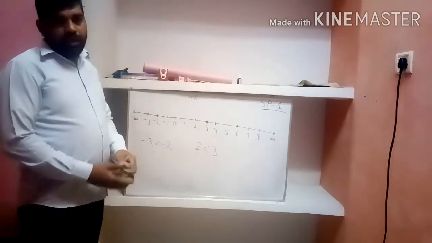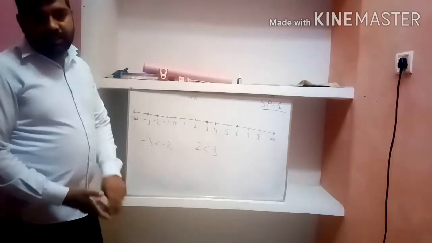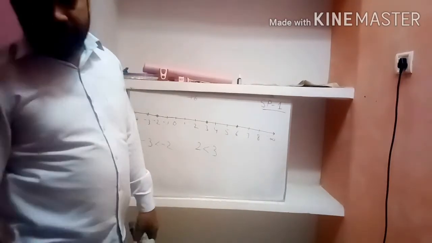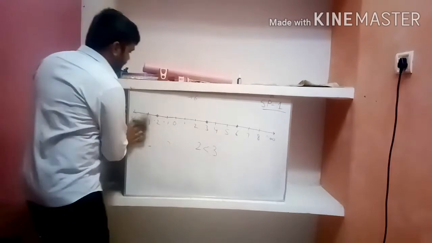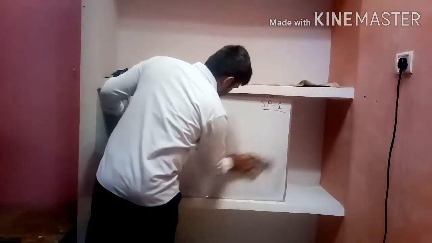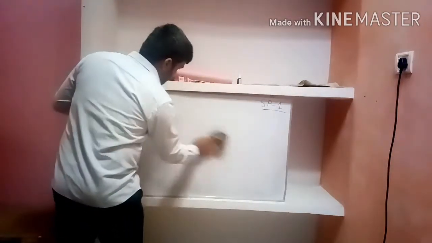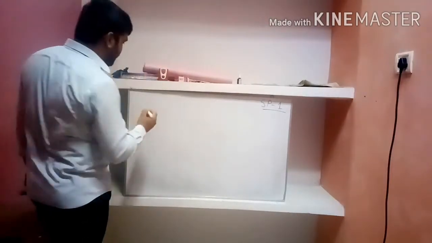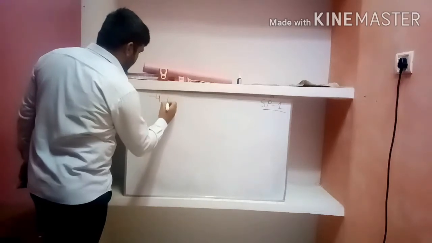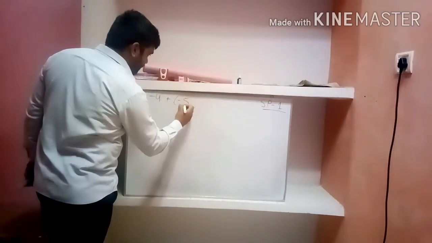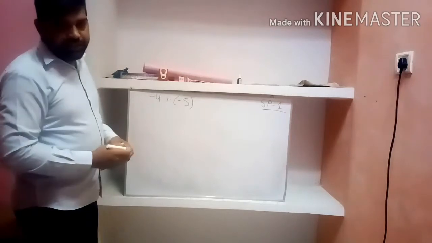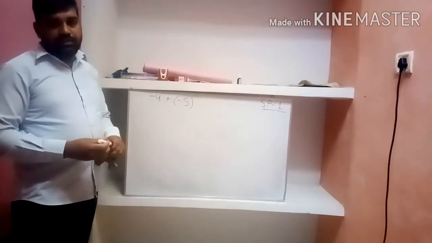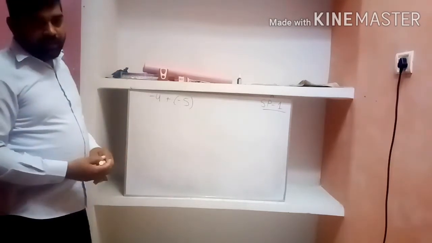Okay. Now, how do we add integers using the number line? Suppose we want to add two integers with the help of the number line, like -4 plus -5. So we want to add these two integers, -4 and -5, on the number line. First we draw a number line.